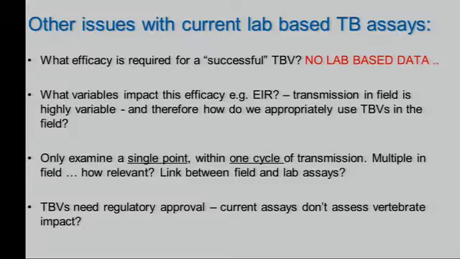Secondly, and it's a point related to the first, we still don't really know what variables impact upon this efficacy. As an example, transmission in the field is highly variable. Therefore, the efficacy we'll need for a successful vaccine is going to be very variable. And our current assays don't take any of this into account. So we still don't really appropriately know how to use TBVs in the field.